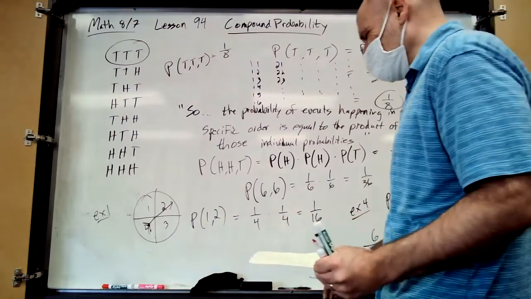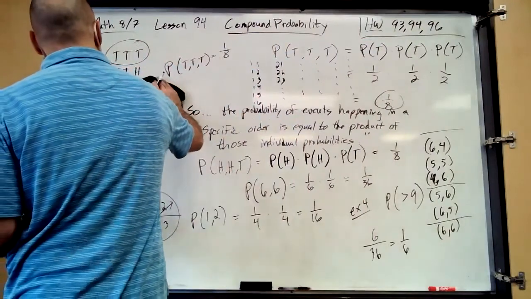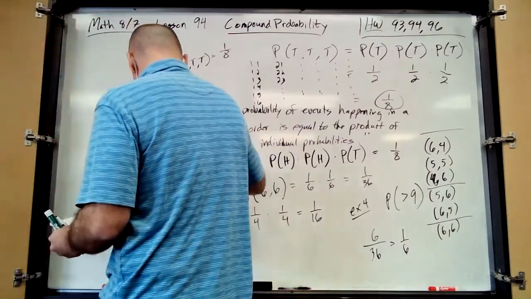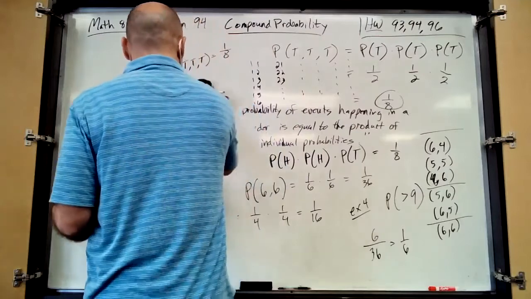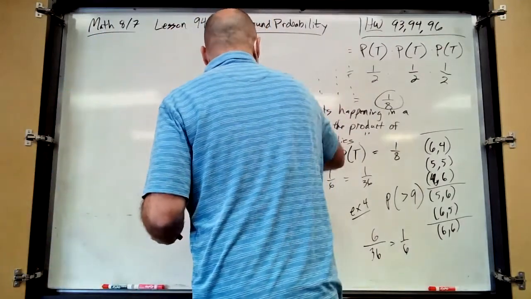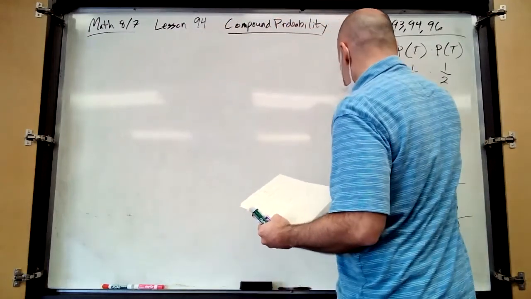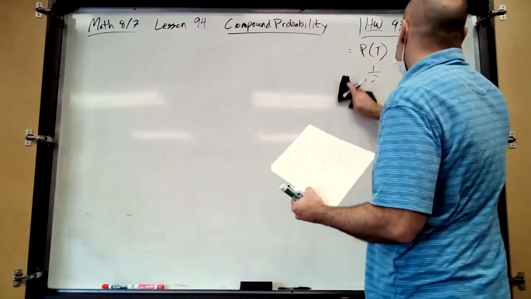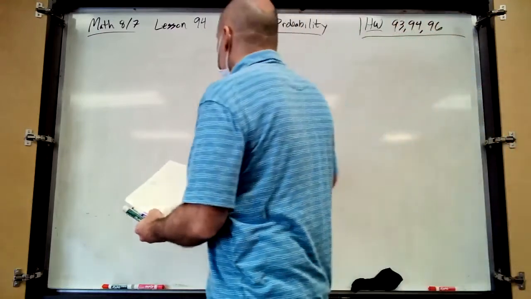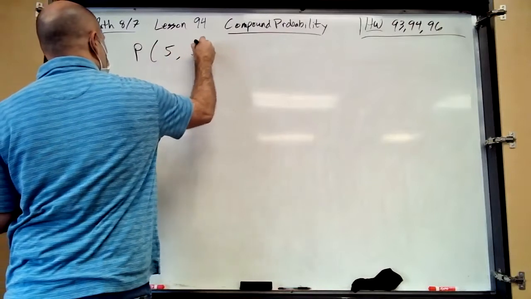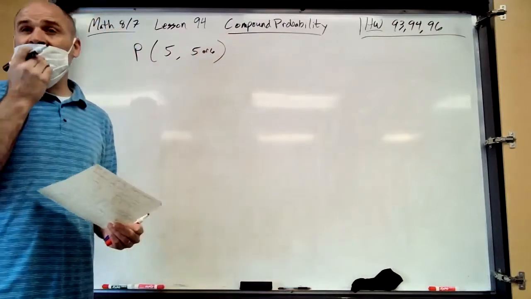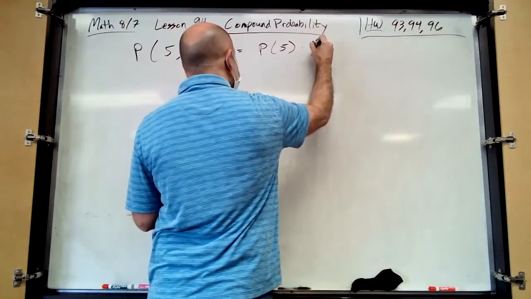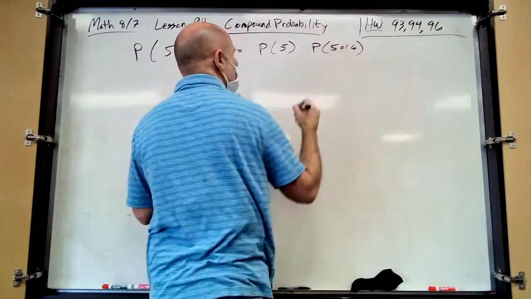Okay, let's do this. What's the probability of getting a 5 and then a 5 or 6? So let me write it out first, and then when I write it out, it's pretty easy to do the math. If I go probability of 5 and then 5 or 6, we can calculate those individual probabilities. So this is just probability of 5 times probability of 5 or 6, right?